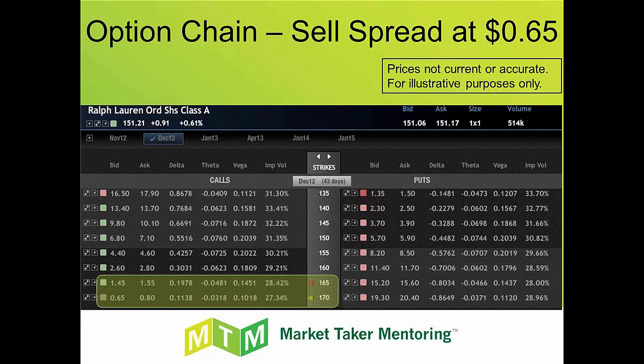What's special about this is, as long as Ralph Lauren, which was at 151 when I made this trade, doesn't go up above 165, I'm golden. I make money. It has to rise almost 10% for me to run into trouble. If it falls 1%, 5%, 10%, 100%, I make money. If it stays where it is, I make money. If it rises almost 10%, I make money. If it rises more than that, I start running into trouble.